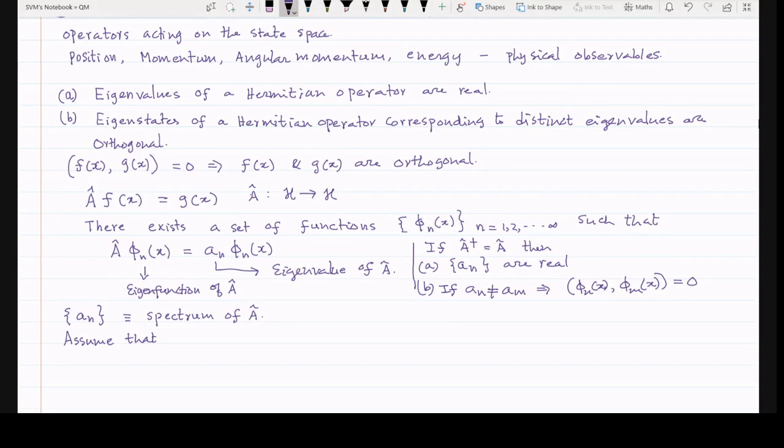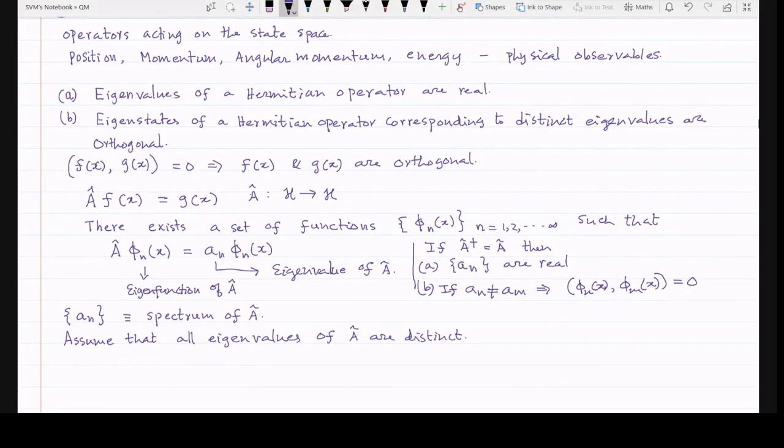Assume that all eigenvalues of A are distinct. What does that mean? That means that all the eigenstates of A are orthogonal to each other. Eigenfunctions of A are orthogonal to each other. That's what it means, right?